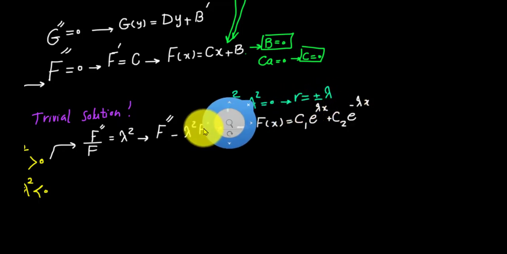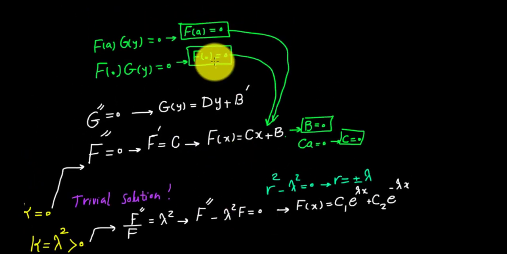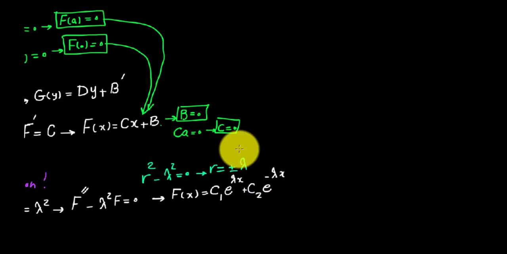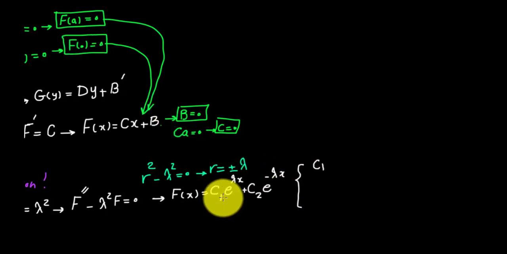Again, we will focus on these two boundary conditions, that f of 0 equals 0 and f of a equals 0. So if you plug these two boundary conditions, basically what I mean is plug x equals 0, that gives us c1 e to the 0, which is 1, plus c2 e to the negative 0, which is still 1. So it becomes c1 plus c2 equals, well, capital F of 0 is 0.